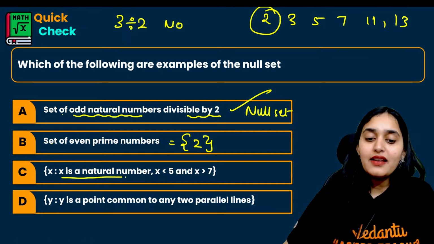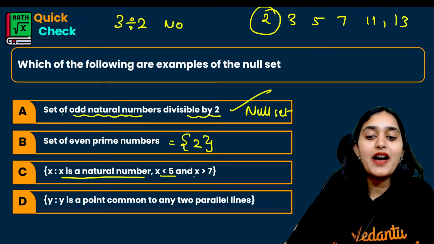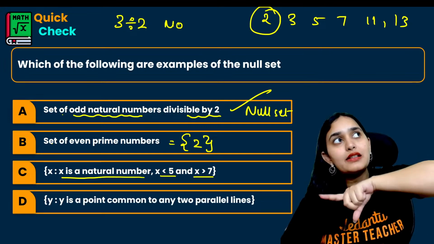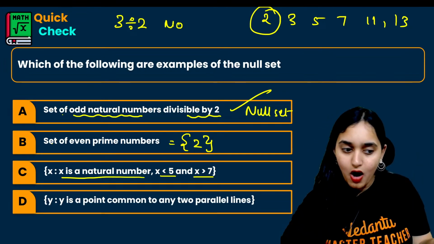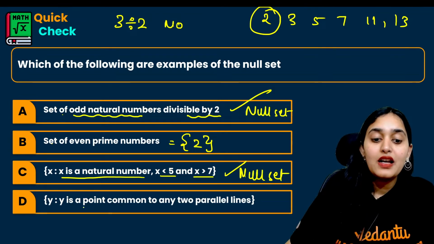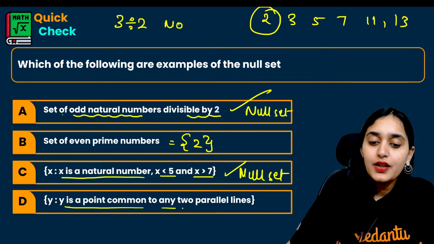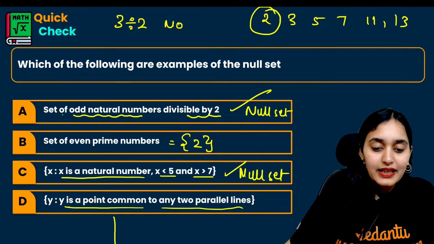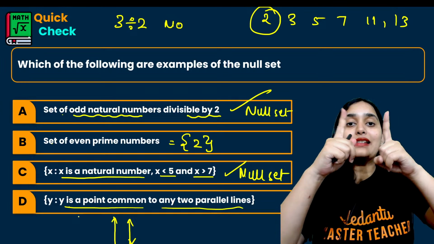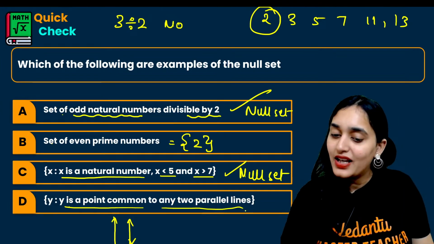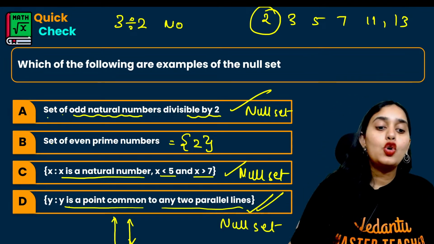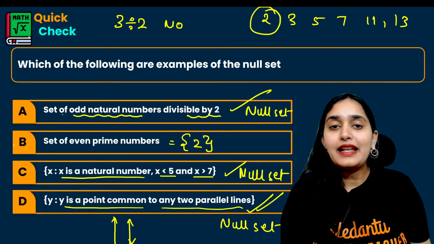Next, x is a natural number where x is less than 5 and x is greater than 7. Is it possible? Less than 5: 1, 2, 3, 4. Greater than 7: 8, 9, 10, 11. Anything common? No. So this is a null set. Next, y is a point common to any two parallel lines. Can two parallel lines have a common point of intersection? No. So this is again a null set. So A, C and D are null set examples.